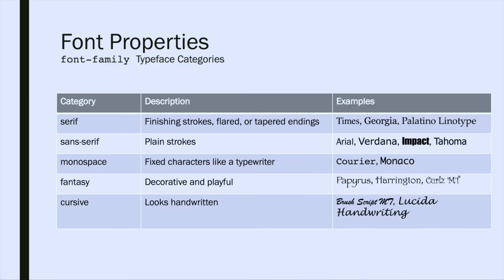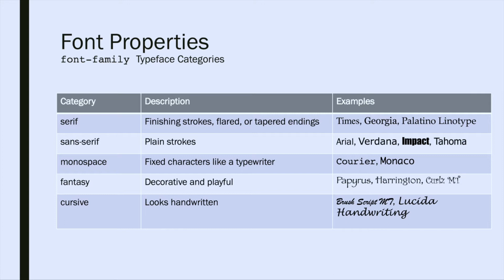A few font-family typeface categories are serif, which include finishing strokes, flared or tapered endings such as Times, Georgia, Palatino Linotype. You also have sans-serif, which are basically plain strokes, such as Arial, Verdana, Impact, and Tahoma. You have monospace, which allows for fixed characters like a typewriter. You have Courier and Monaco as examples.